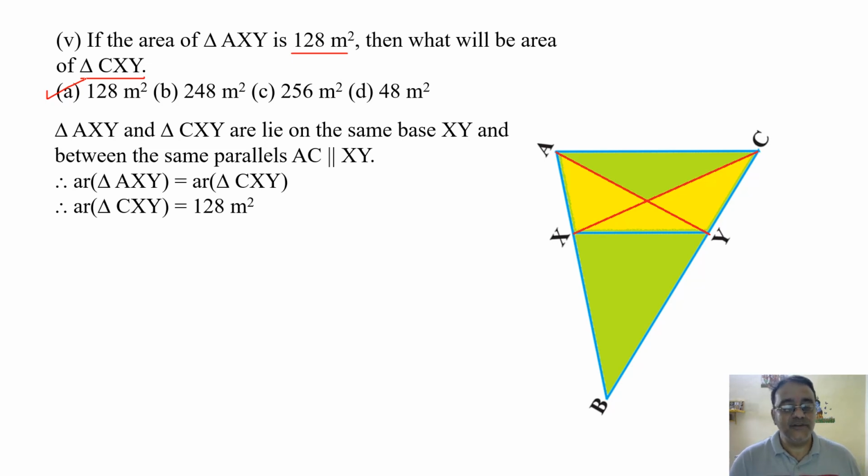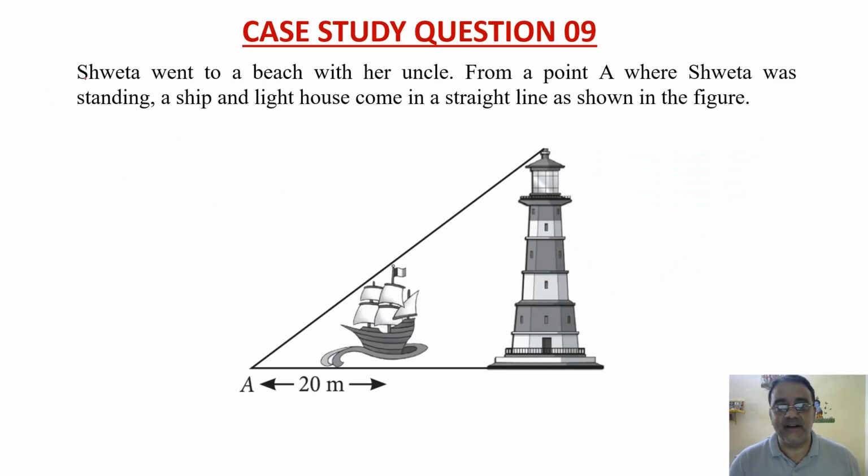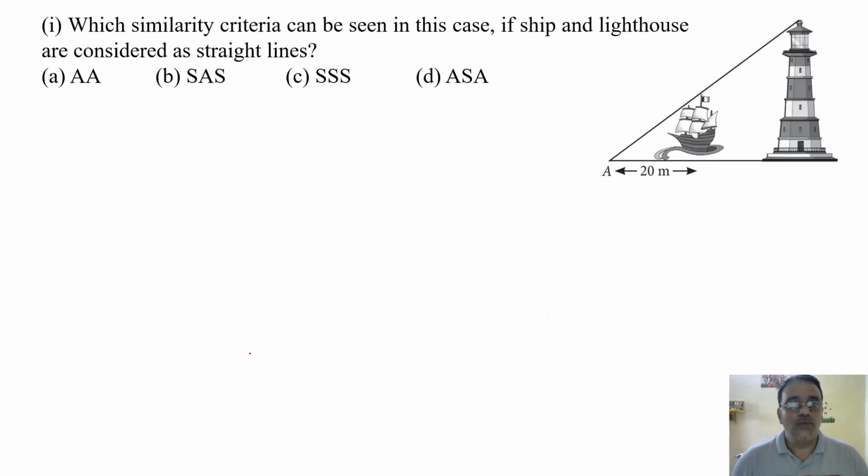Right, now we are moving toward the next question, question number 9. Shweta went to a beach with her uncle. From a point A, where Shweta was standing, a ship and a lighthouse come in a straight line as shown in figure, like this one. This is a straight line. Okay, now based on this situation, few questions are there. Which similarity criteria can be seen in this case if ship and light are considered as a straight line?